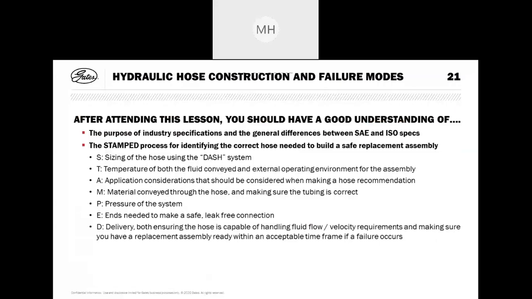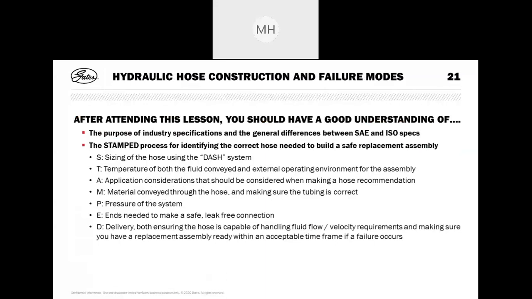So hopefully after the last 25 minutes, half an hour, everyone out there will have a bit more of an idea about the industry specifications and the differences between the SAE and ISO specifications, and also the stamped process. So obviously the sizing, temperature, application, material, pressure, the ends, and the delivery side of things.